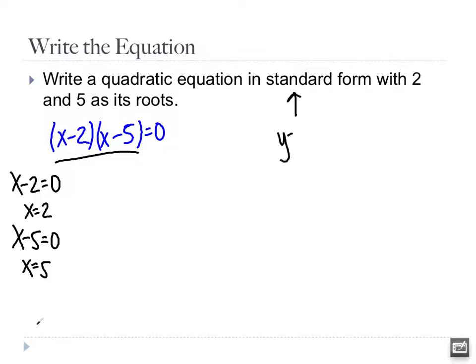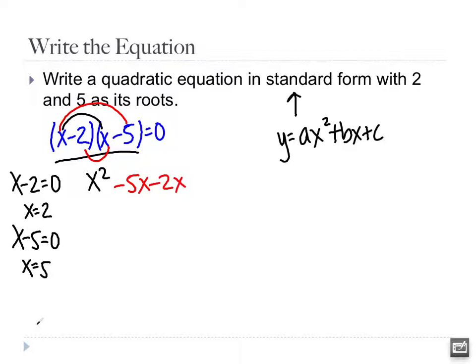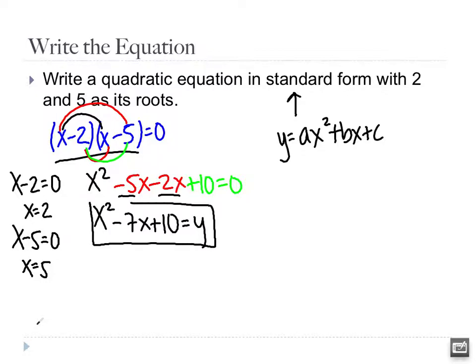Standard form is y = ax² + bx + c. So we need to multiply this out. x multiplied by x is x². x multiplied by negative 5 is negative 5x. Then we get negative 2x. Add 10 from negative 2 and negative 5. This is equal to 0. Combine your like terms, you get x² - 7x + 10, and we want to set this equal to y. This is our final answer.